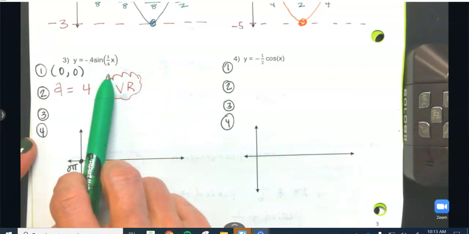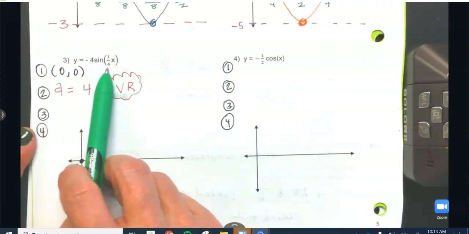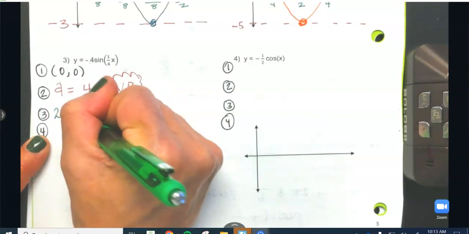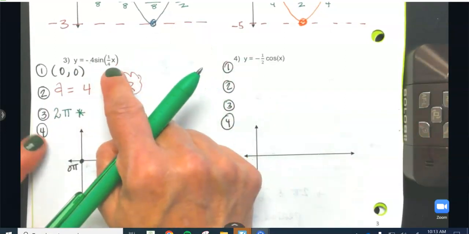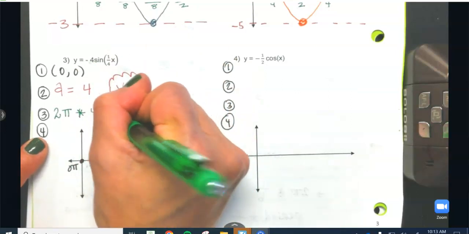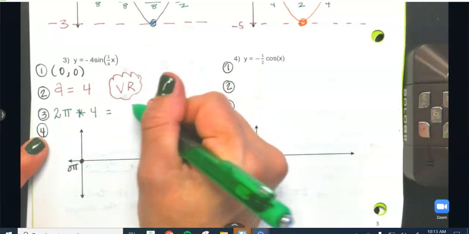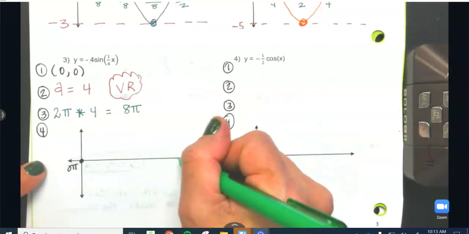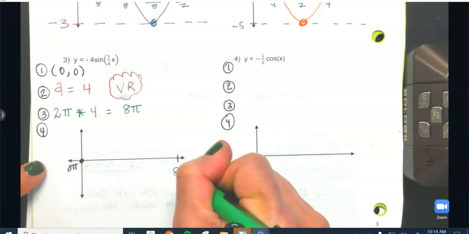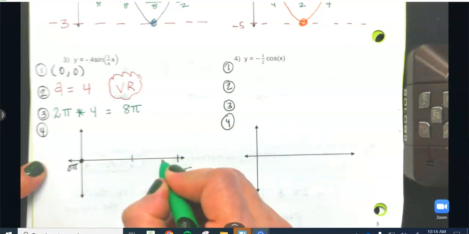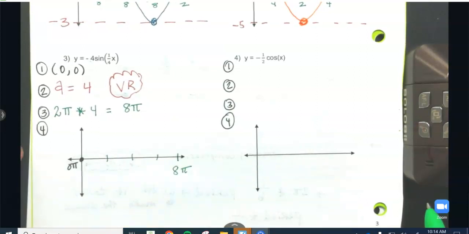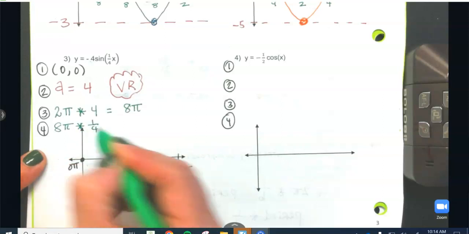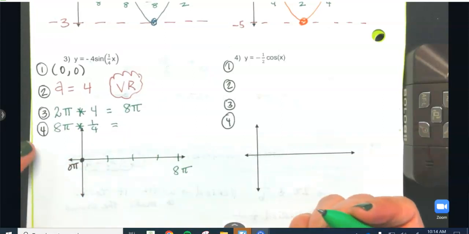Let's figure out the period. This has a horizontal stretch, which means it's going to take a long time to make this curve. We're going to have to flip that upside down. We're going to multiply by 4. The whole S has a width of 8 pi radians. So if it starts at 0 pi, over here it ends at 8 pi. But let's break that into fourths. So 8 pi times 1/4. So all of my tick marks are going to be 2 pi.